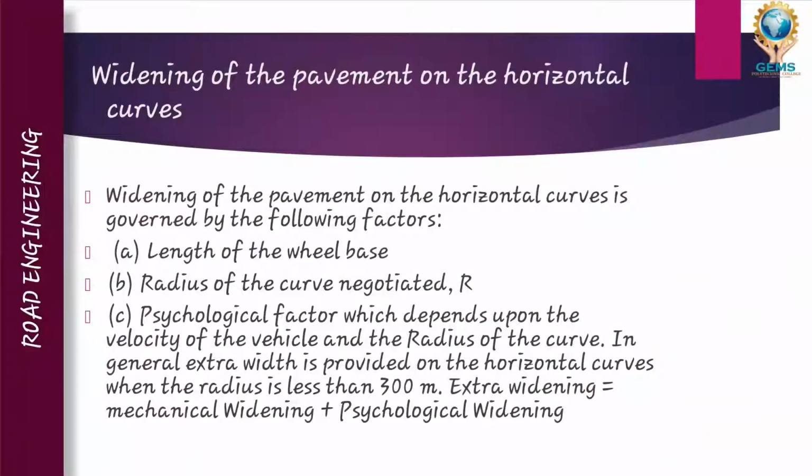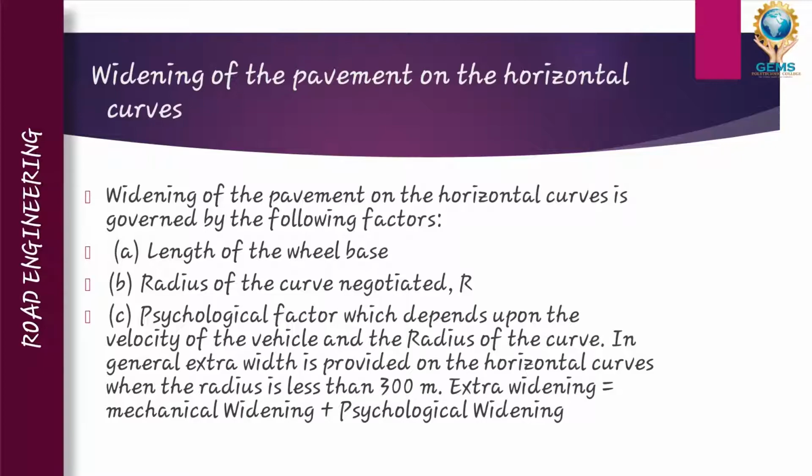Widening of pavement on a horizontal curve is governed by the following factors: the length of the vehicle wheel base, the radius of the curve, that is R, and the psychological factor, which depends upon the velocity of the vehicle and the radius of the curve. In general, extra widening is provided on a horizontal curve when the radius is less than 300 meters. Extra widening is equal to mechanical widening plus psychological widening.